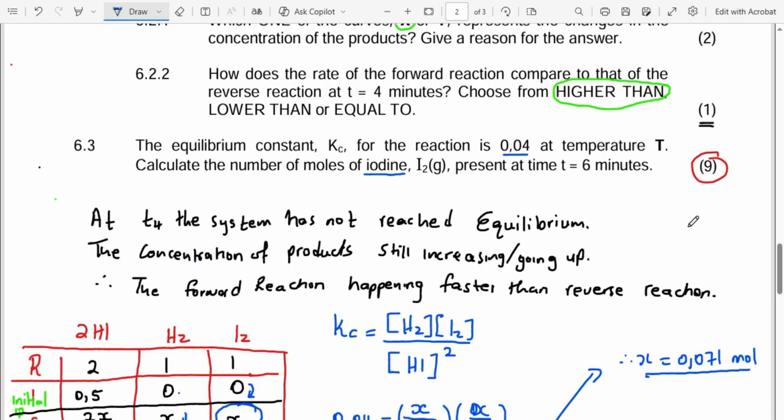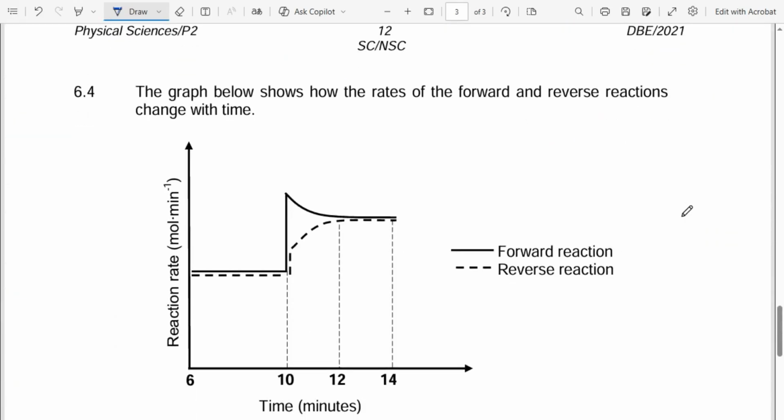This is how you answer question 9. Wow. You see, now I'm saying this is question 9. It's not question 9, it's question 3. My focus is on that 9 mark. That's how greedy I am when it comes to marks.